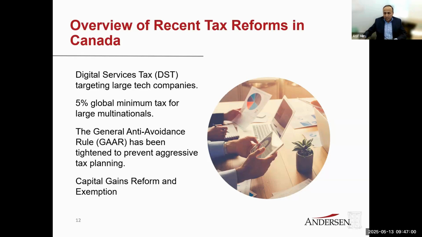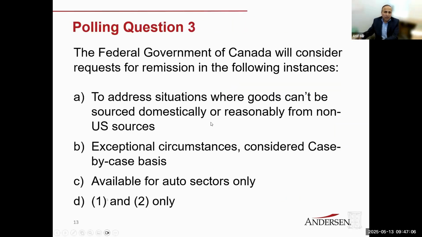Now we have a polling question after this. This polling question refers to the slides that I had talked about earlier, the tariffs update. The federal government of Canada will consider requests for remission in the following instances: remission of the tariffs to address situations where goods cannot be sourced domestically or reasonably from non-US sources. Exceptional circumstances considered case-by-case basis, available for auto sectors only.